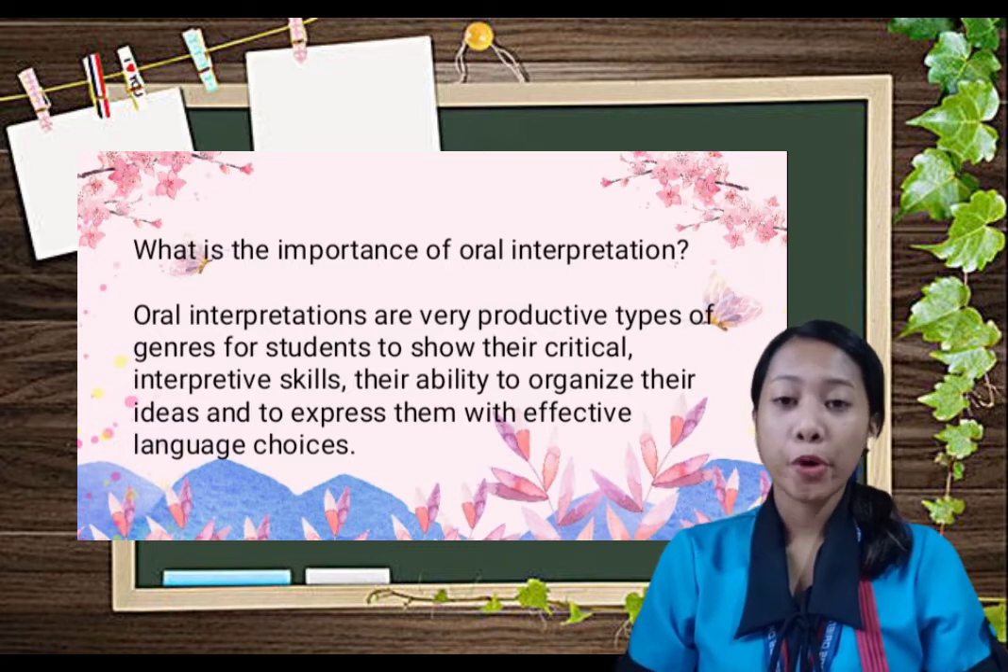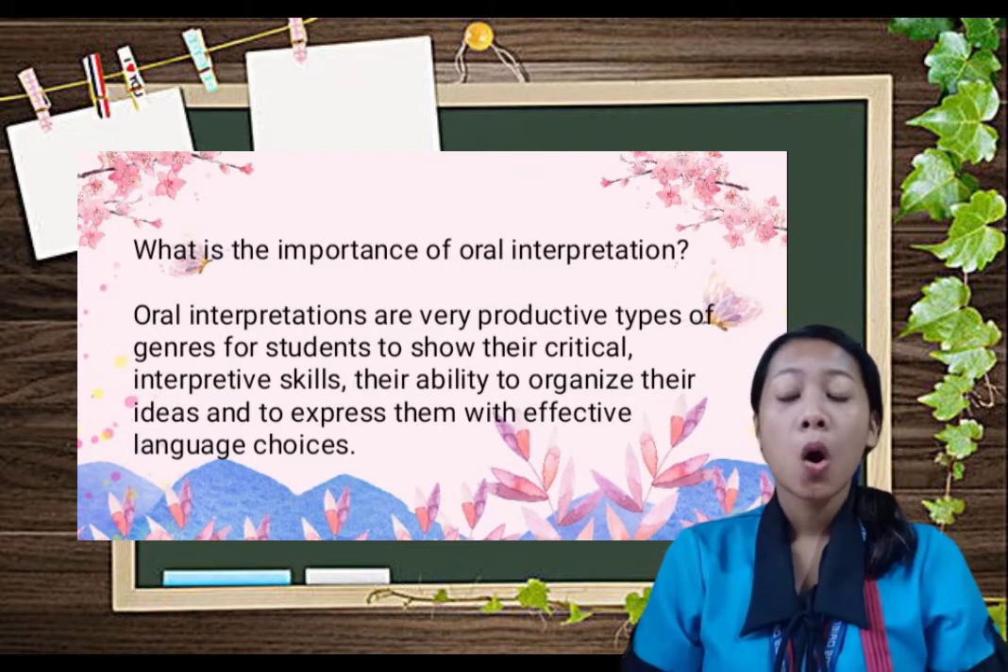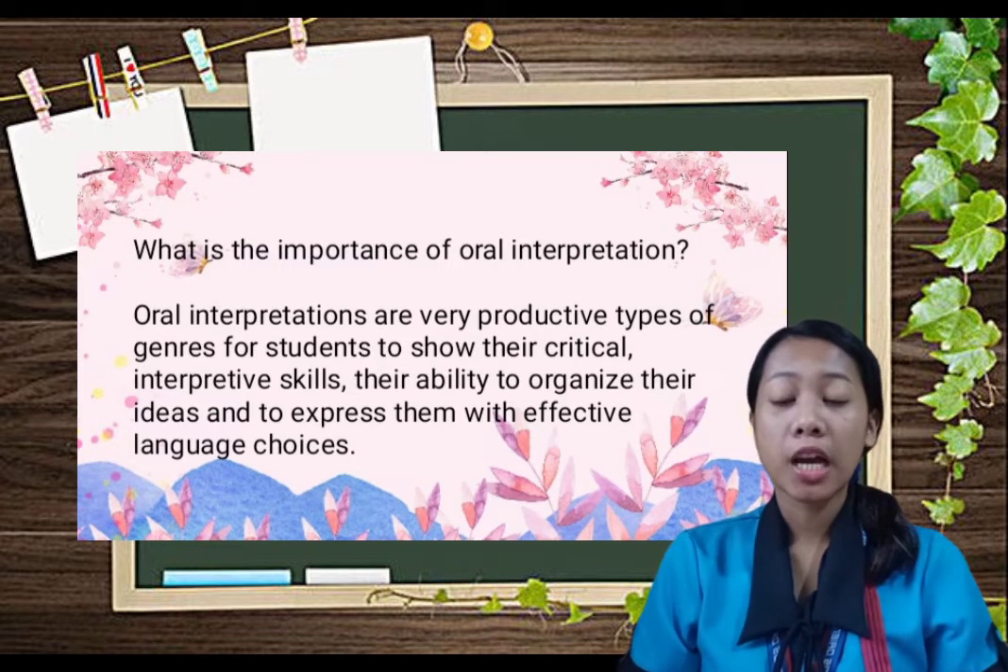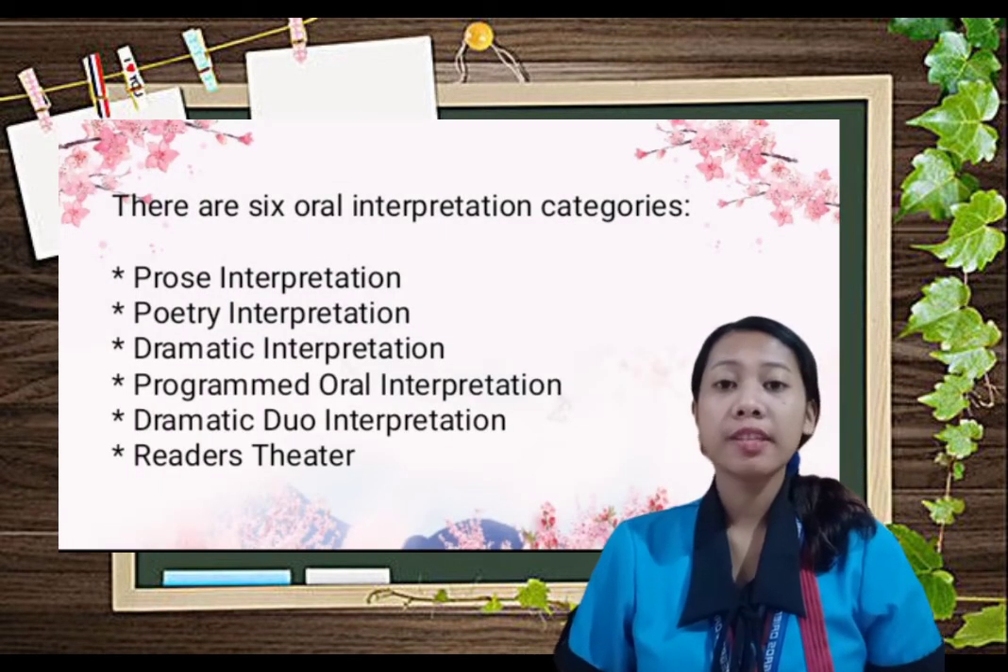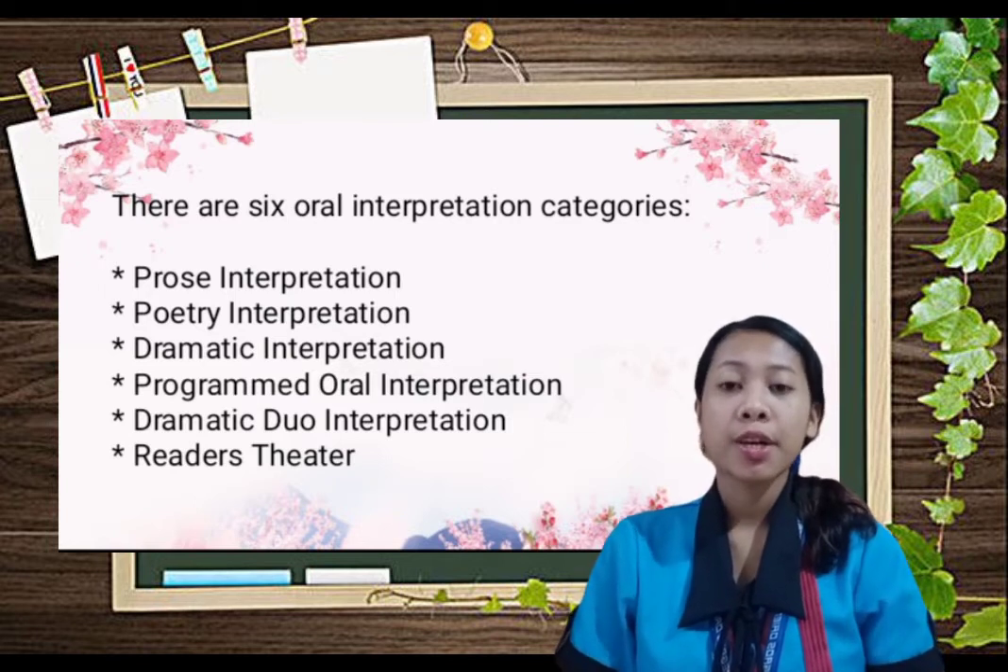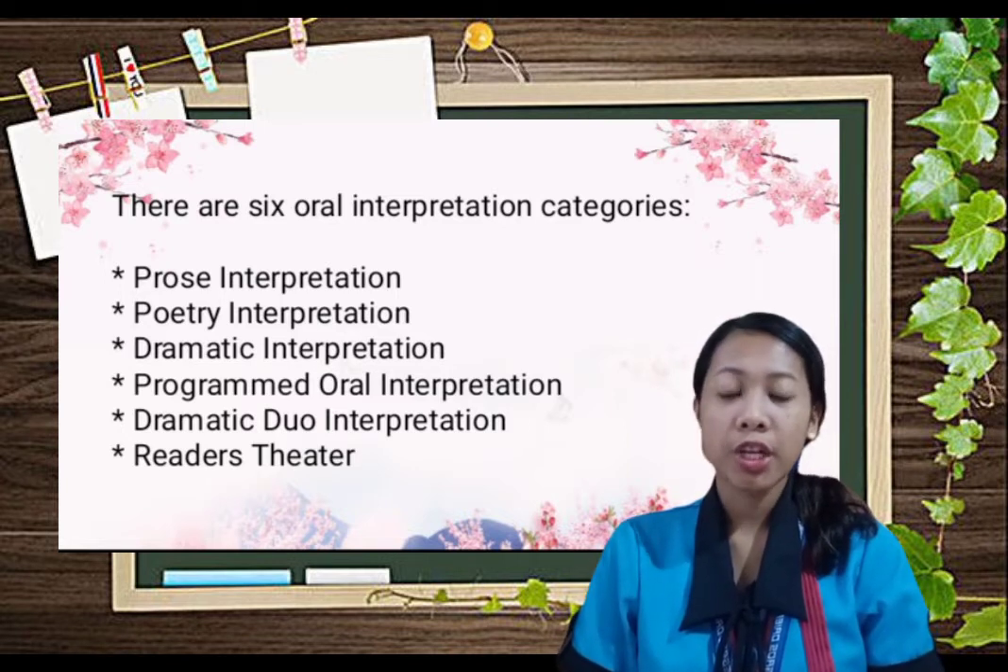So, what is the importance of oral interpretation? Oral interpretations are very productive types of genres for students to show their critical interpretive skills, their ability to organize their ideas, and to express them with effective language choices. So there are six oral interpretation categories. First is the prose interpretation, poetry interpretation, dramatic interpretation, program oral interpretation, dramatic duo interpretation, and reader's theater.